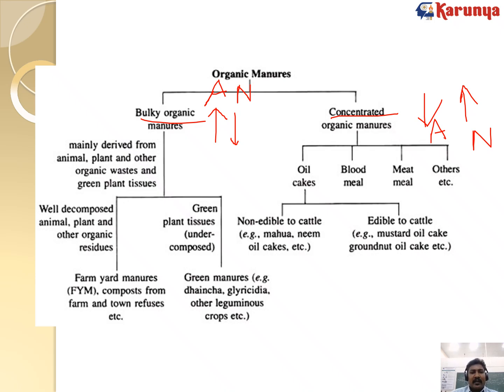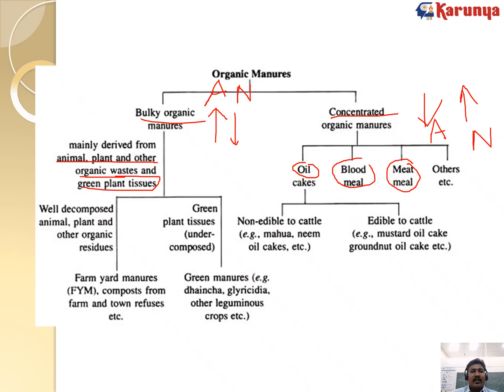Bulky organic manure is derived from animal, plant, and other organic waste and green plant tissues, so it is available in large quantity. But concentrated organic manure is derived from waste material after extracting oil, and from blood meal, meat meal from slaughterhouses, and bone meal. These are all concentrated organic manures, which are available in less quantity.